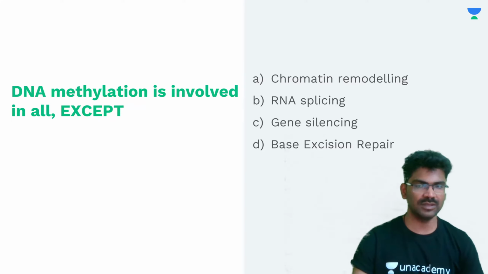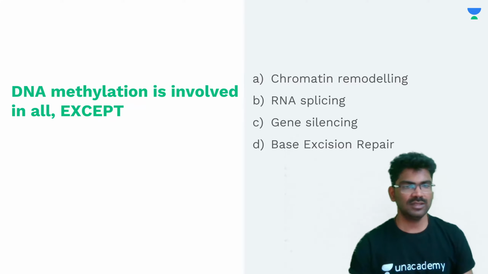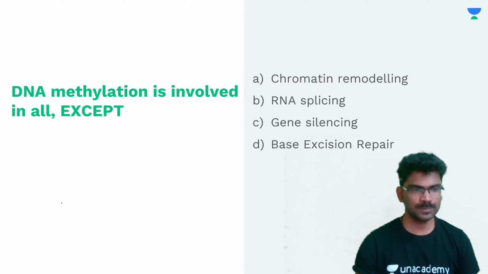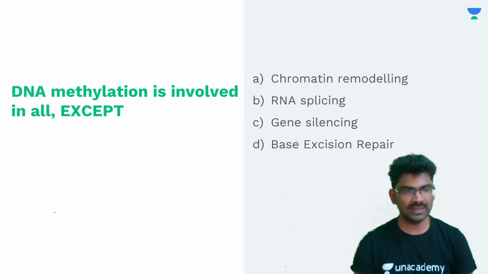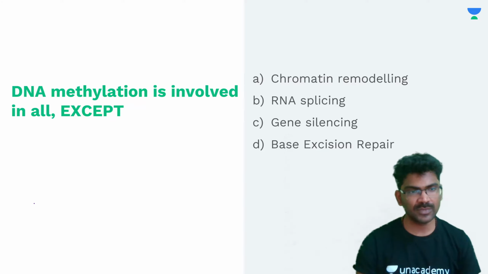Moksh is thinking it is option A. Let's see. Deepan is saying it is option B. Abdul is saying it is splicing. That is option B only. Good.